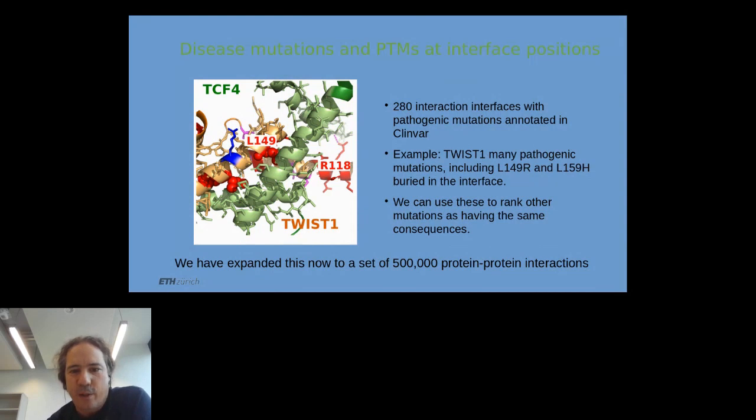So just to say where we are at the moment, we've expanded this now quite a lot. We've now made predictions for 500,000 protein pairs. And there's a lot that we derive from this, which I'm not going to go into. Really the biggest issue that we have at the moment is that it's computationally quite intensive.